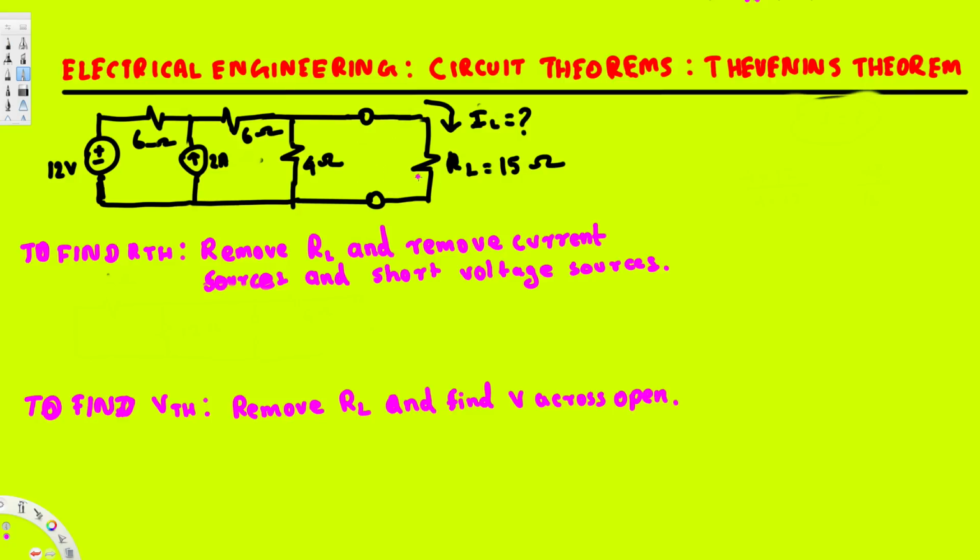into a Thevenin circuit. Now to do that, we have to find the R Thevenin and V Thevenin. To find R Thevenin, we remove the load resistance, remove the current sources, and short the voltage sources. Let's see how the new diagram is going to look. When we short the voltage source, that's going to be a straight line, and the resistances are going to just remain the same. So we are going to have the 6 ohm resistance right here, and we remove the current source, so that's going to look like this.